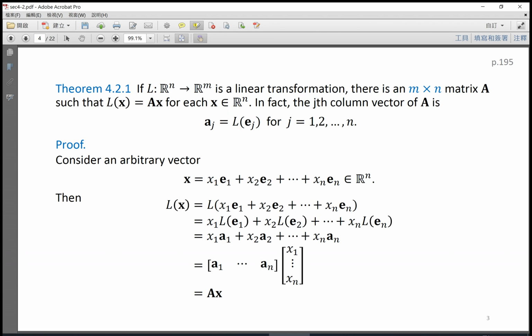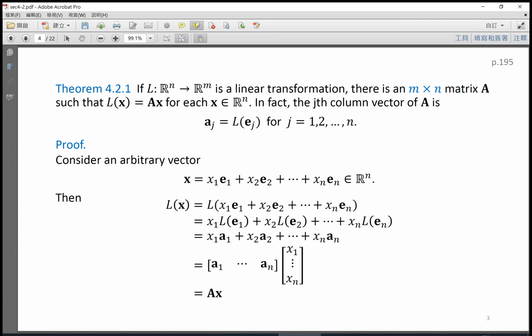If we apply the linear transformation L to this equality, then we obtain L(x) equals L(x1 e1 plus x2 e2 plus up to xn en). Because L is a linear transformation, L(x1 e1 plus up to xn en) is equal to x1 times L(e1) plus x2 times L(e2) plus up to xn times L(en).